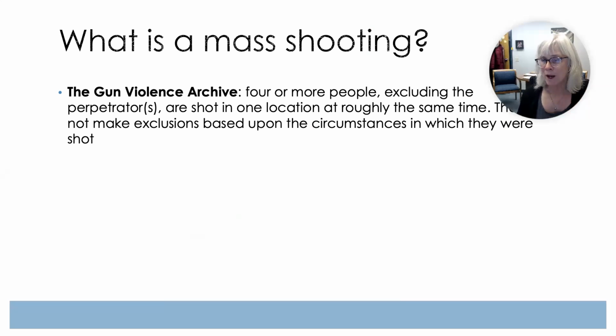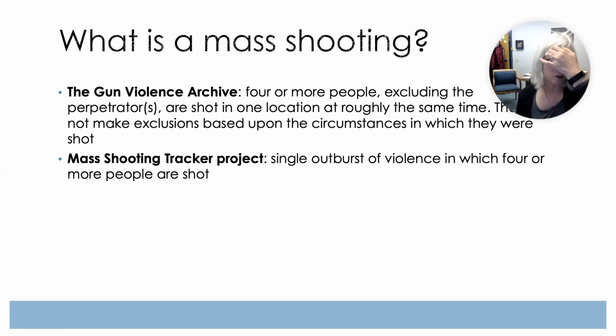Here's another way that we can think about this. You know, what is a mass shooting? And different groups have different kinds of measures. The Gun Violence Archive argues 4 or more people, excluding the perpetrator, shot in one location at roughly the same time. And they're not making exclusion based on circumstances, so they might include a robbery, for example.